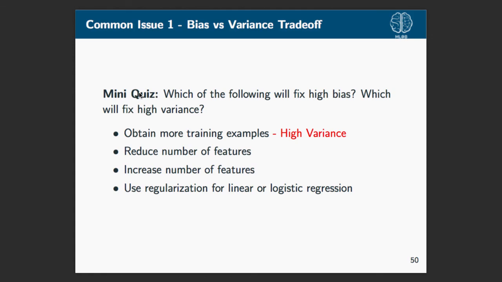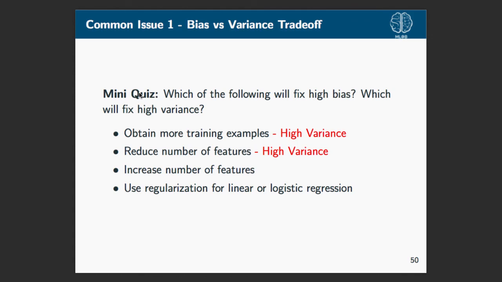Reducing the number of features, what will that fix? Reducing the number of features fixes variance. Why? Because the number of features doesn't really matter for bias. The model can always set it to zero if it doesn't need it. So you're not really biasing your model by adding extra features. You're increasing the variance because that's more chances of noise to leak into your prediction.